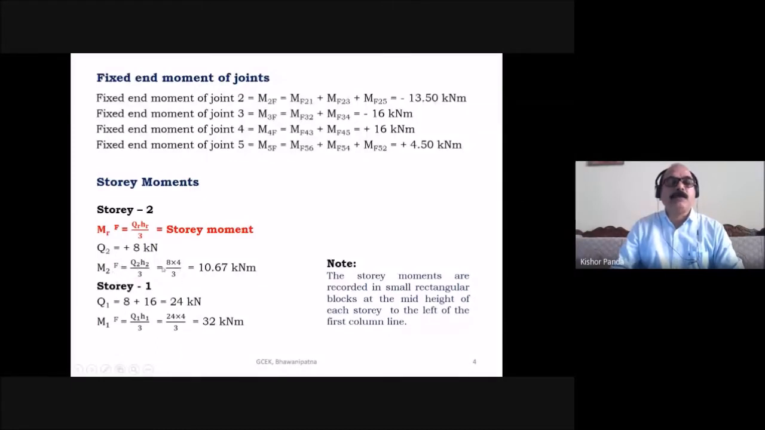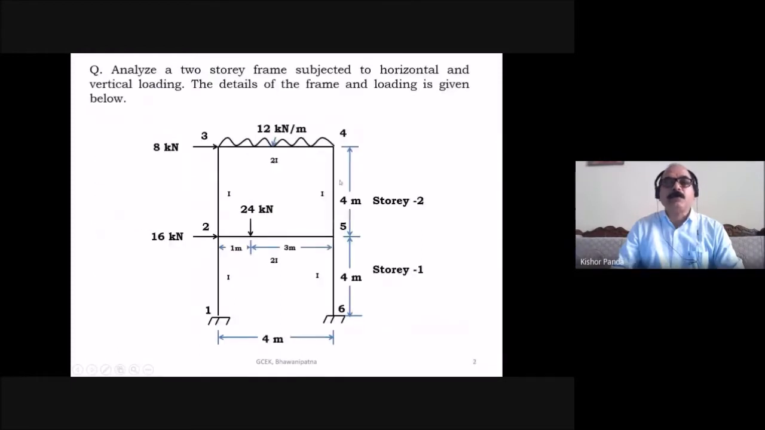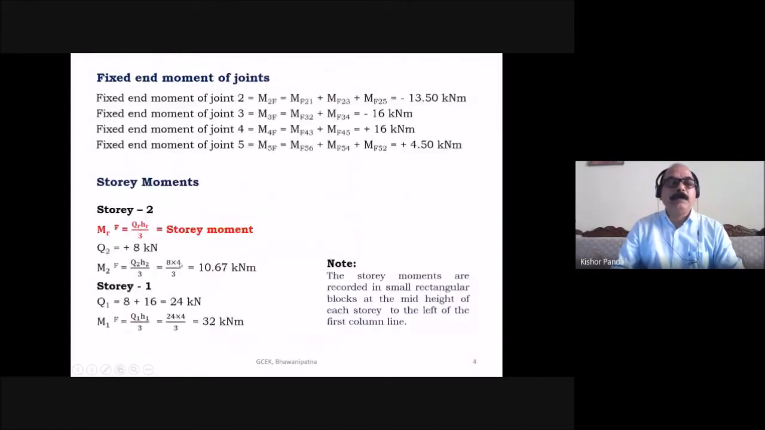H2 is the height of the second story. The height of the second story is 4 meter, and the height of the first story is also 4 meter. So this is equal to 8 into 4 by 3, which is equal to 10.67 kilonewton meter. So this is the story moment for story 2.